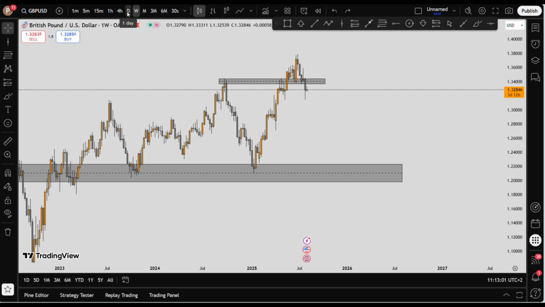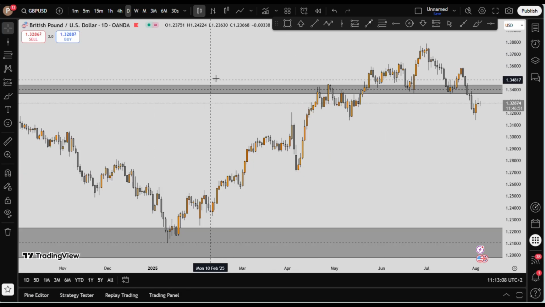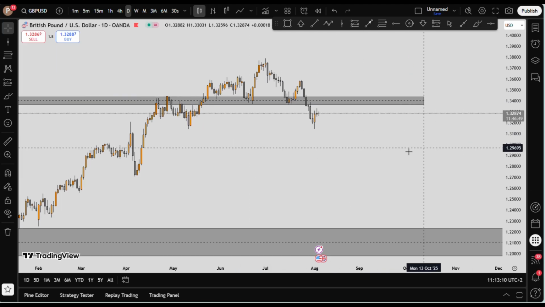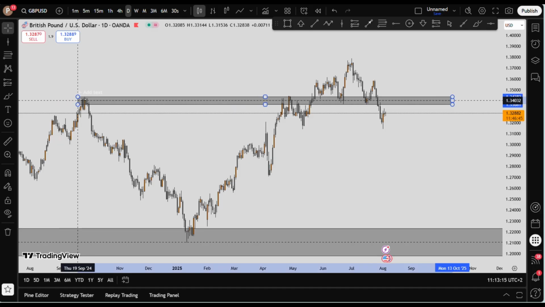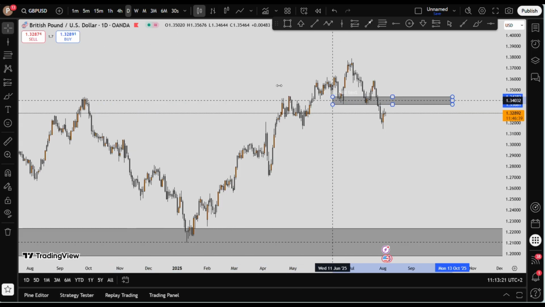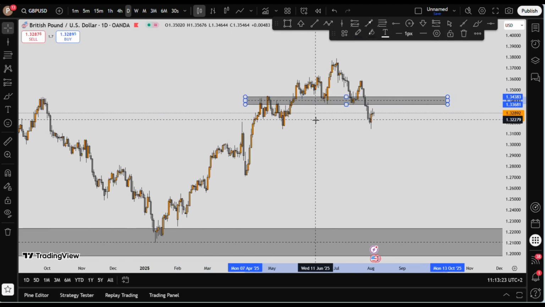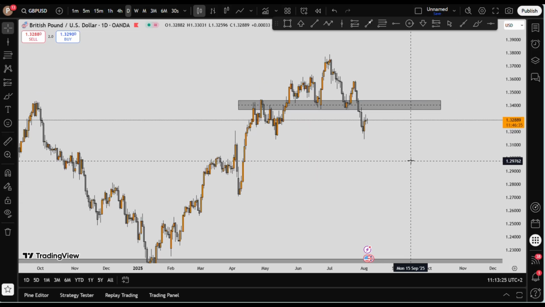Let's continue on the daily time frame, since this is our key support and resistance structure on the weekly. So let's continue further on the daily, and the daily is very clear. It's much clearer. I don't even need this. This is just extra confluence to identify my key zone. But it's much clearer here on the daily.